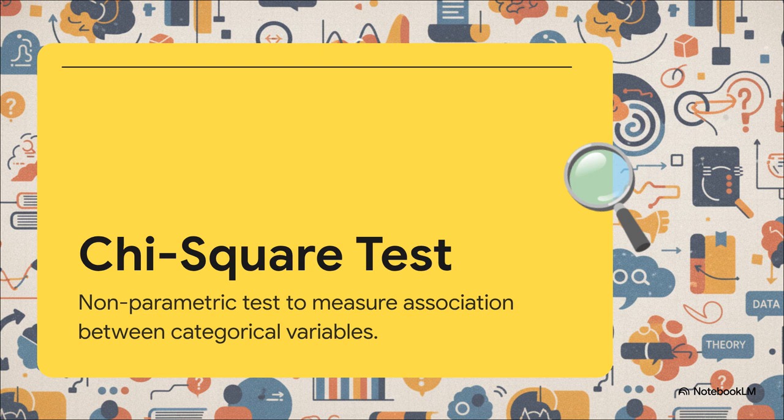Finally, for stats, we have the chi-square test. The direct MCQ focus here is the term non-parametric. While the t-test and ANOVA assume a normal distribution, chi-square doesn't. It's specifically used for measuring the association between categorical variables. The classic exam example you'll see, checking if there is a relation between a student's gender and their subject choice.